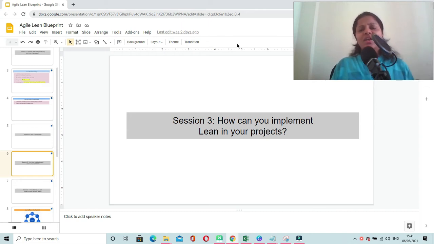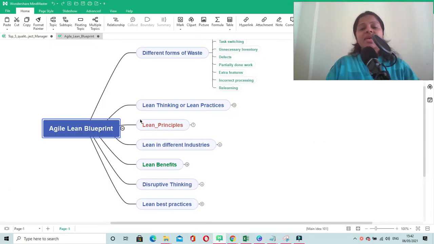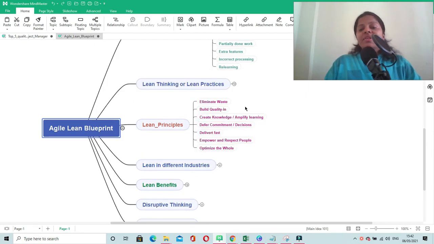In this session, we are going to understand how we can implement Lean in our projects. We have to first understand what all principles we need to adopt so as to bring Lean in our projects. So let us get started with different principles. There are 7 principles in the Lean framework. The first principle says eliminate waste.